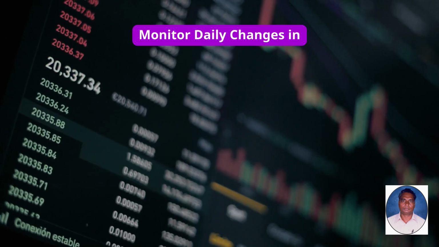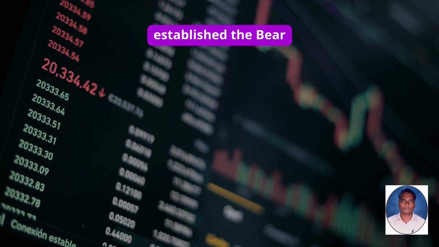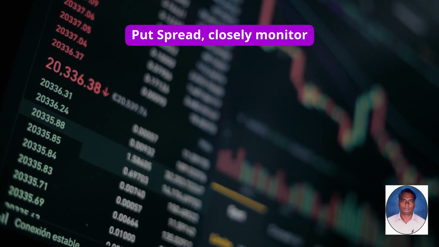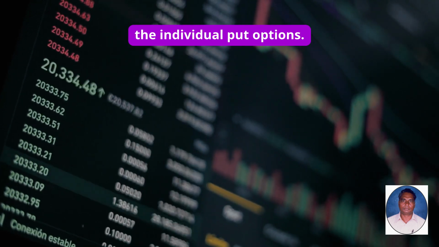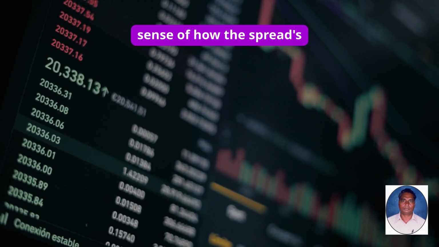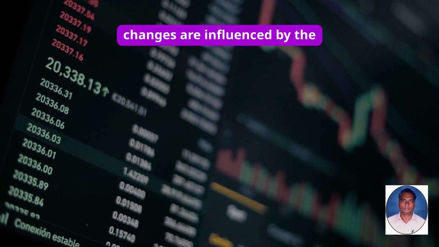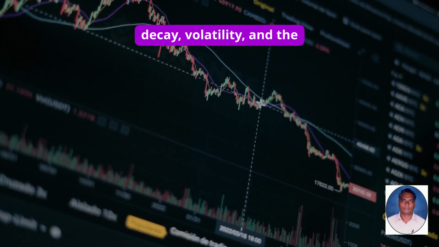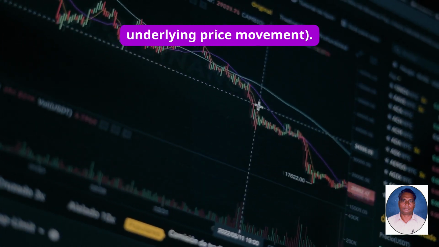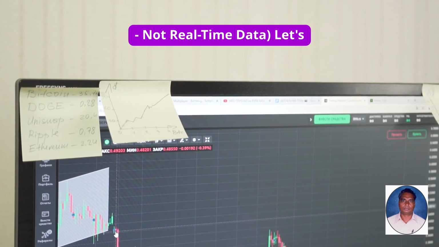3. Monitor daily changes in option prices. If you have already established the bear put spread, closely monitor the daily price changes of the individual put options. This will give you a real-time sense of how the spread's value is fluctuating. Keep in mind that these daily changes are influenced by the factors mentioned earlier: time decay, volatility, and the underlying price movement. Example: illustrative, not real-time data.